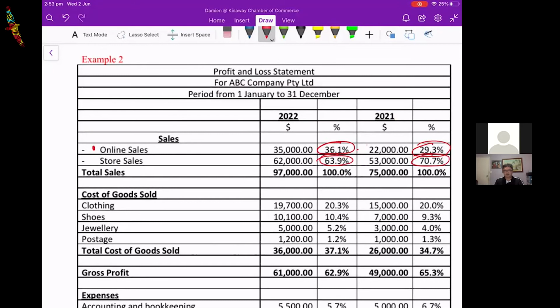So that tells us the store sales have come down comparatively, even though there was an increase in sales by the store from $53,000 to $62,000. As part of total sales, it's actually decreased from 70.7% down to 63.9%. So online sales are actually starting to increase more than the store sales as a percentage of total sales. That's important to know. Again, this comes back to business planning, making those decisions. It's important to know where your money is coming from.